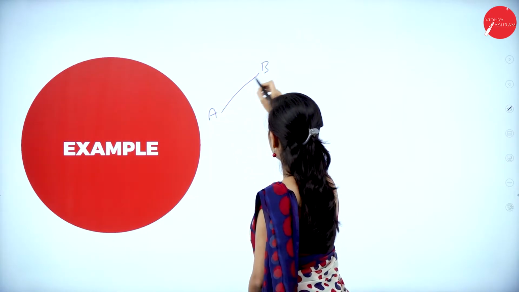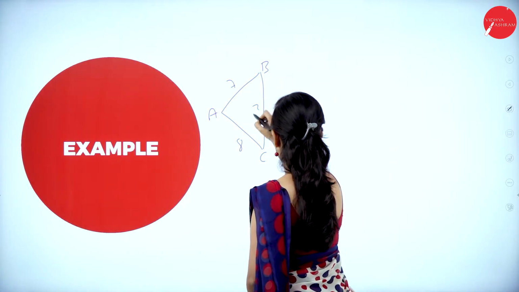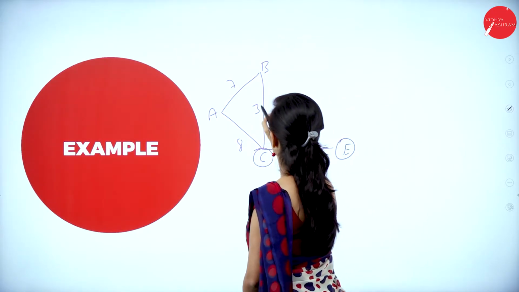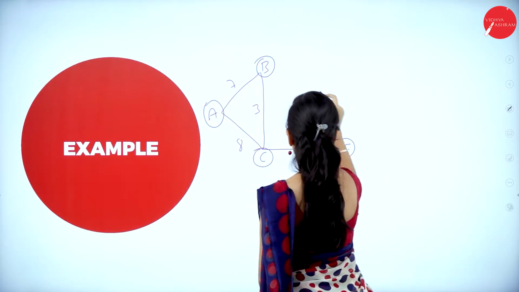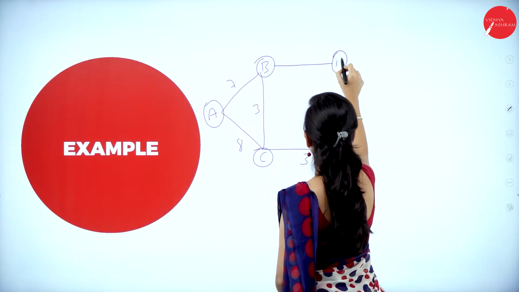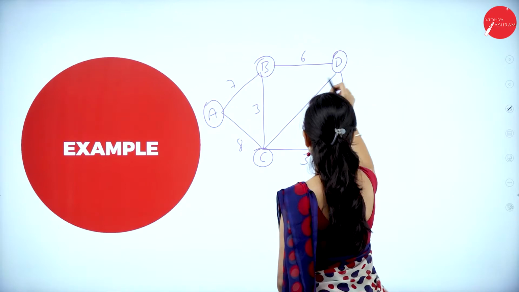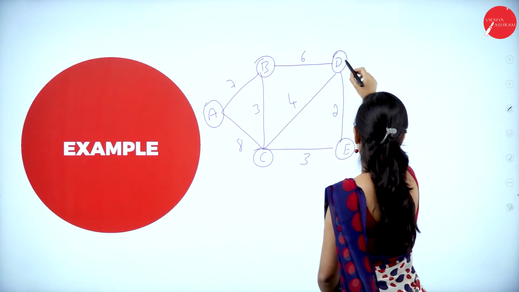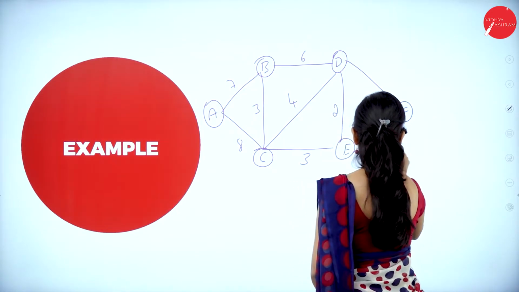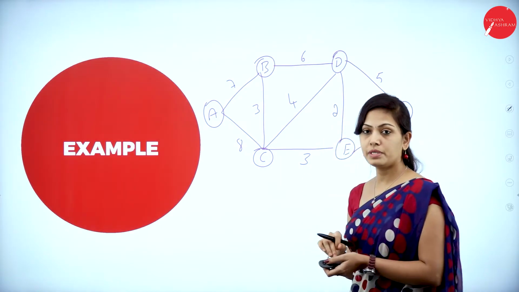So, A and B, 7, 8 and 3 here. C to A is 3 and B to D is 6 and D to A is 2 and C to A is 4 and here F, E to 5 and 2. Now, this is an example graph.